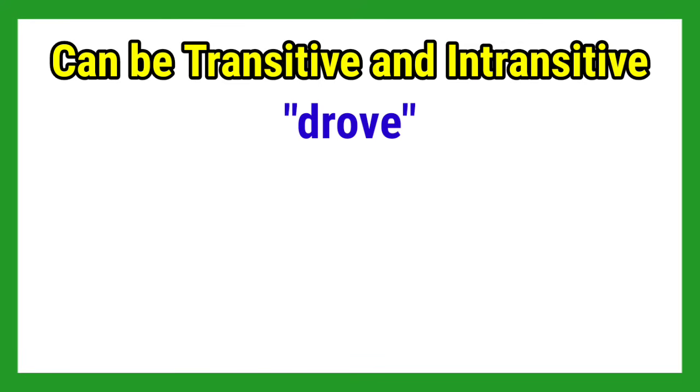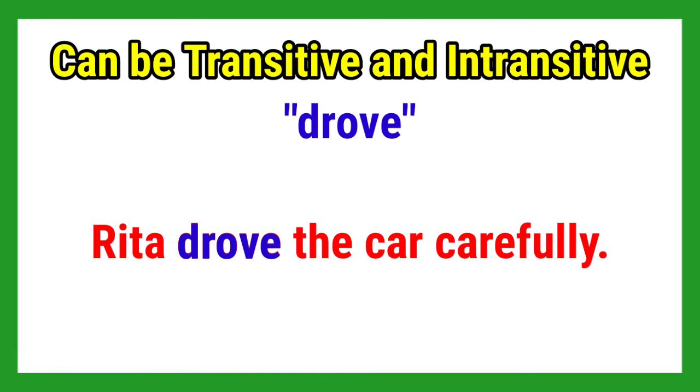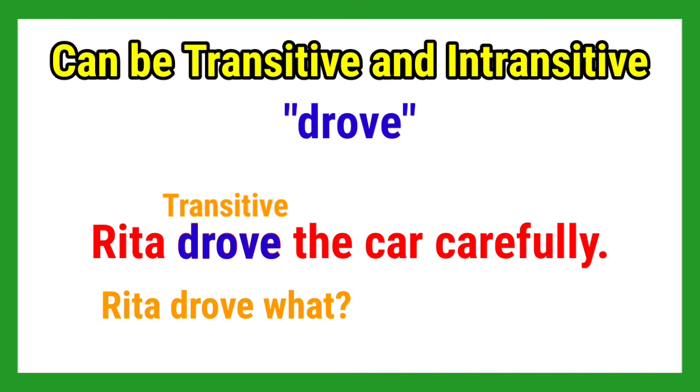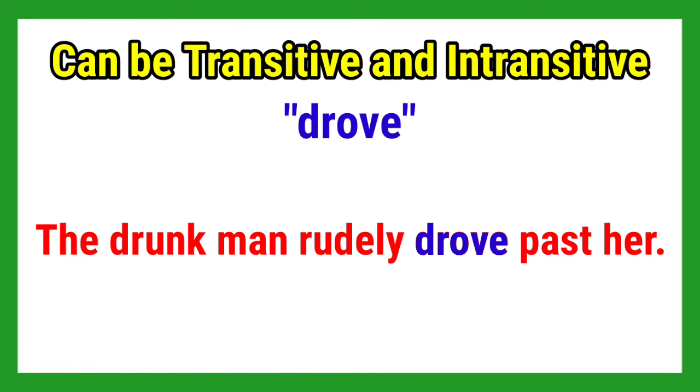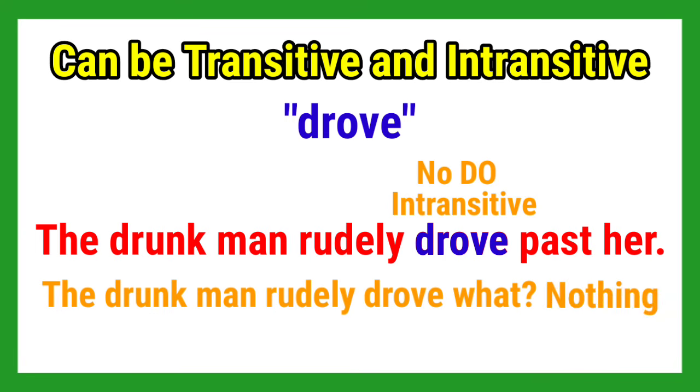Another verb, drove. Let's use it in a sentence. Rita drove the car carefully. Drove in this sentence is transitive. Why? Because it has a direct object. What did Rita drive? The car. Okay? How about this? The drunk man rudely drove past her. Drove in this sentence is an intransitive verb. Does it have a direct object? No. The drunk man rudely drove what? Nothing. But as you can see, even if it has no direct object, its meaning is still complete. So it is an intransitive verb.